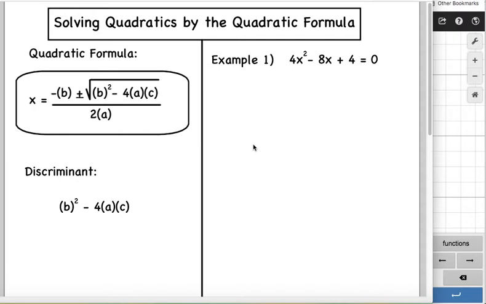We're going to talk about how to solve a quadratic equation using the quadratic formula. The quadratic formula is here. It's kind of a mess. It revolves around the values of a, b, and c from your quadratic equation.